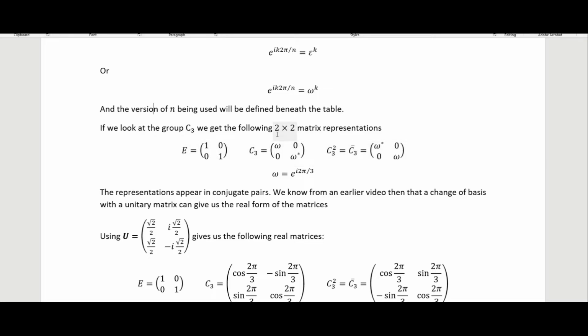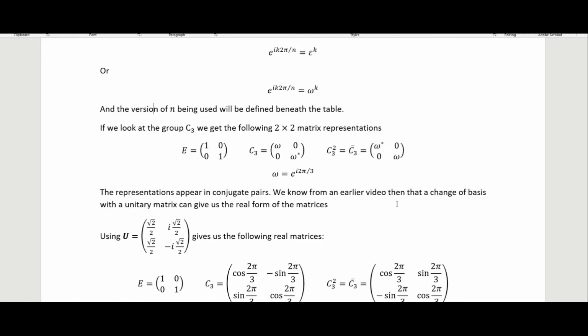And so if we look at the C3 group, we get the following 2x2 matrix representations. We get the identity here, we get the C3 and the C3 squared. And we can put our omega equal to this e to the power of i 2 pi over 3. So we have n equals 3 here. In this first case, the C3, k would be equal to 1, and then in this one, k would be equal to 2. And that's why you get this omega and its complex conjugate flipped like this. So the representations appear in conjugate pairs, as we see the omega and omega star.